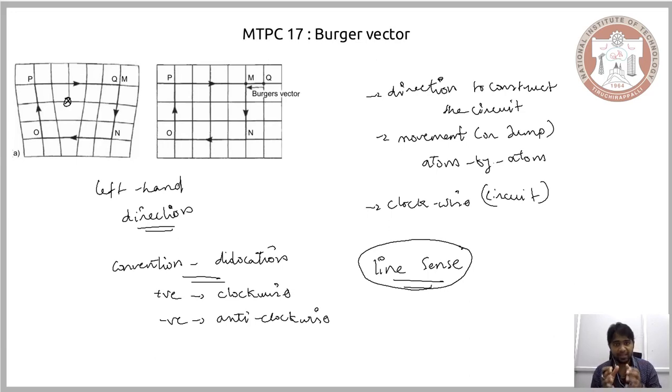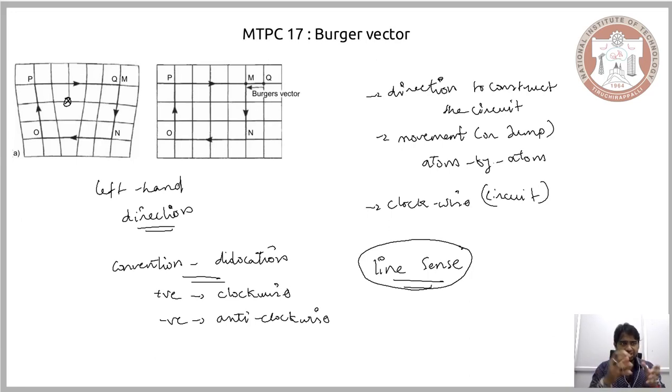So this line sense helps us to distinguish the positive edge dislocation from the negative edge dislocation based on the direction of the Burgers vector. In addition to distinguishing the nature of the dislocation, now we are able to distinguish the different forms of dislocation within a particular category. In addition to distinguishing edge dislocation from screw dislocation, what line sense helps us do is to distinguish the positive edge dislocation from the negative edge dislocation.